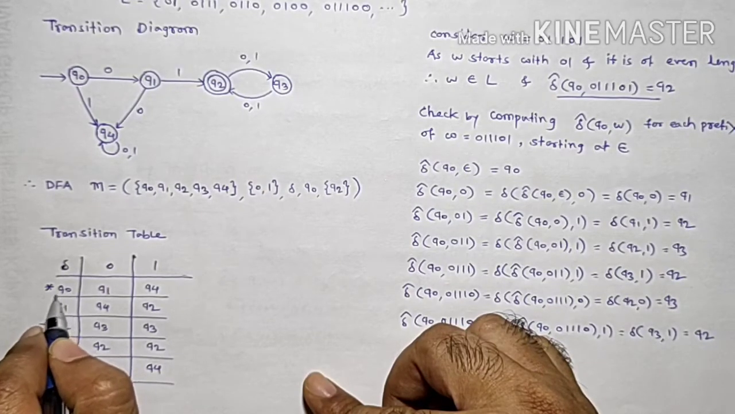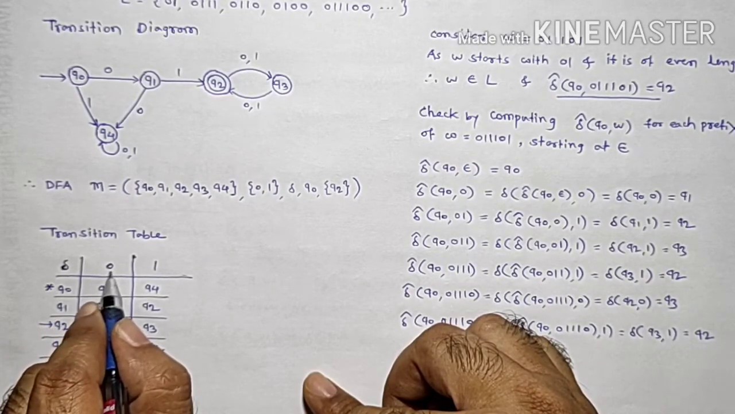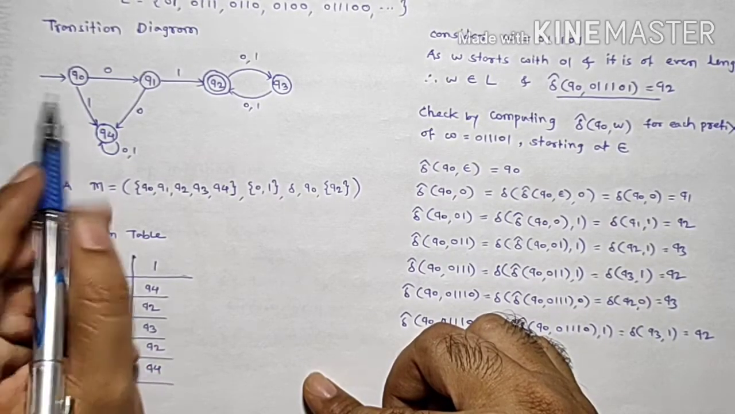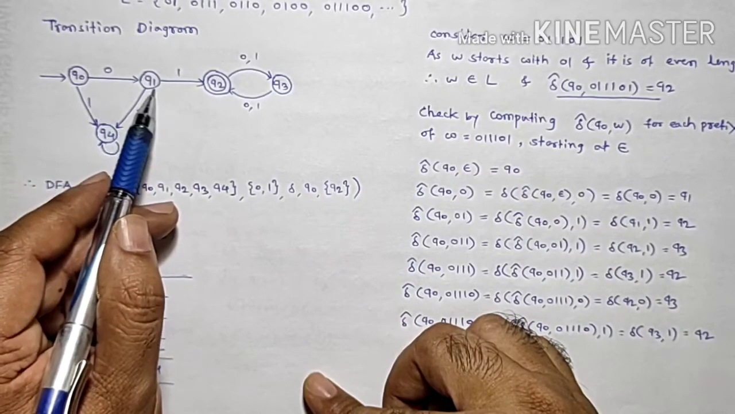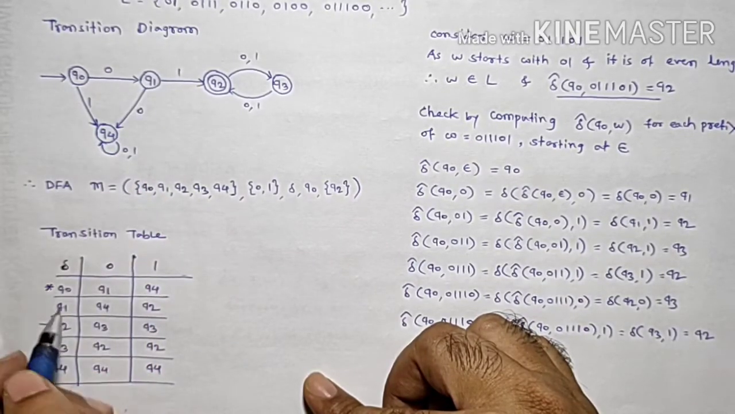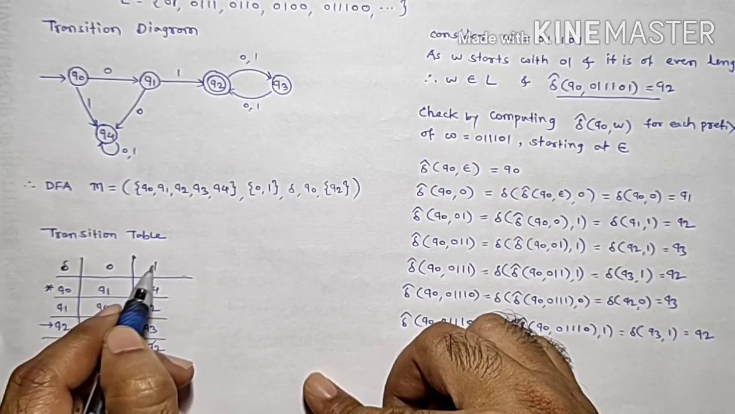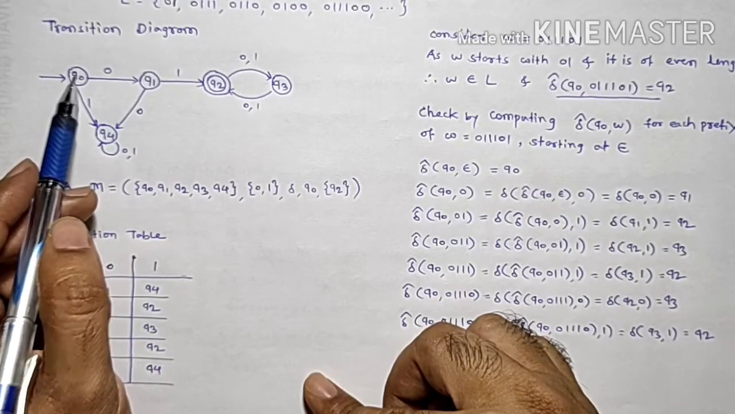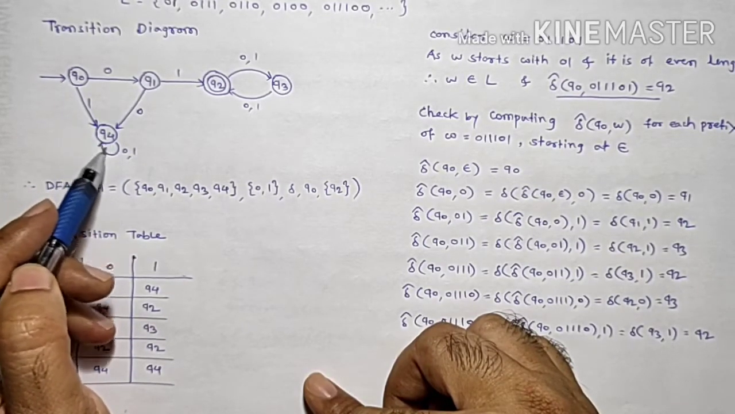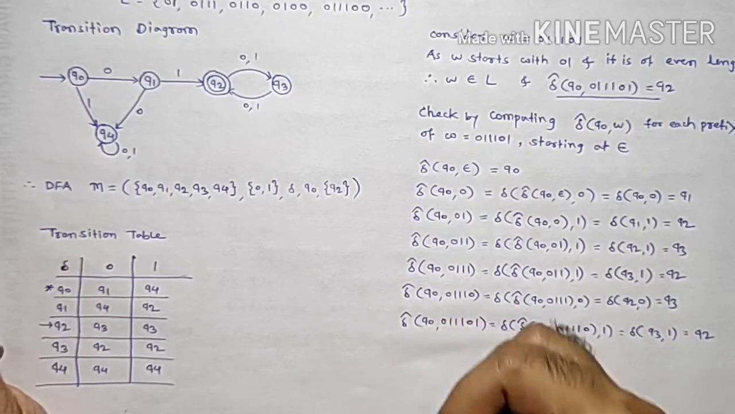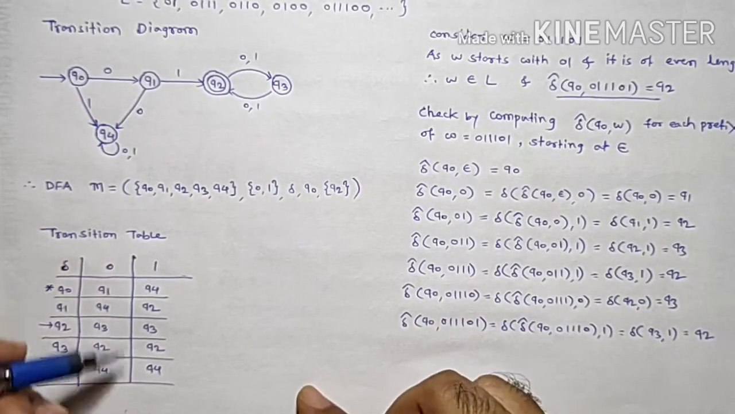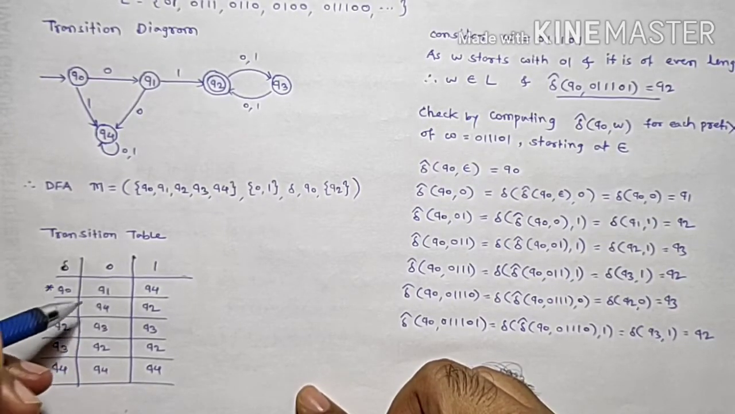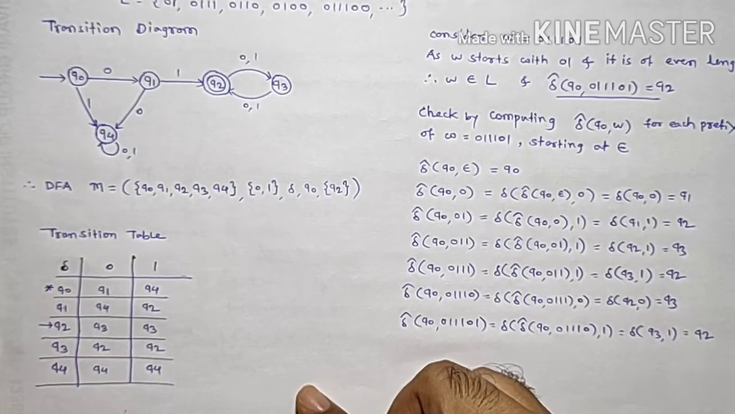Suppose the current state is Q0 and the input symbol is 0, then the next state is Q1. Suppose the current state is Q0 and the input symbol is 1, then the next state is Q4. Likewise, for all other states we can fill in the transition table on both input symbols.